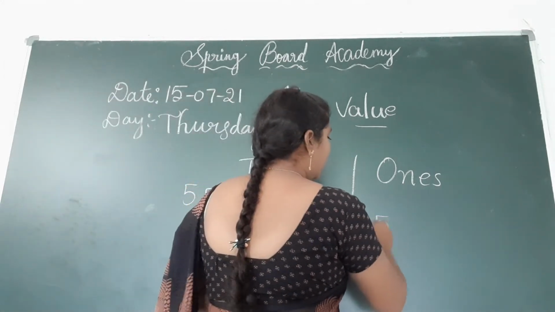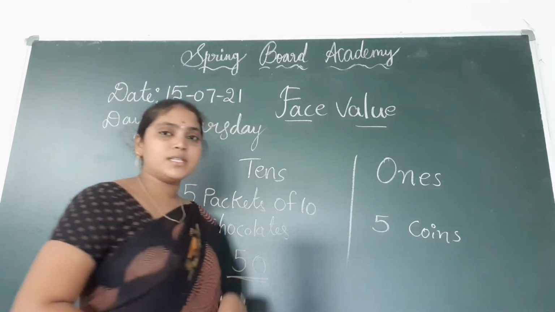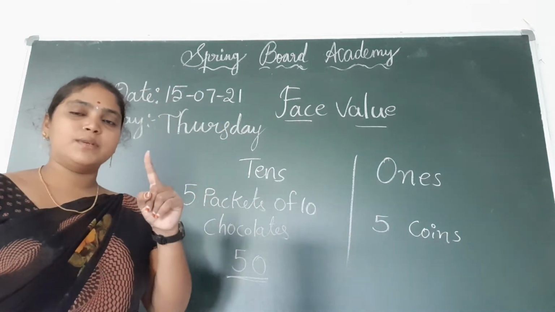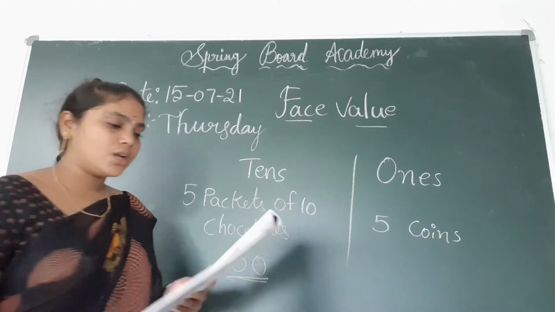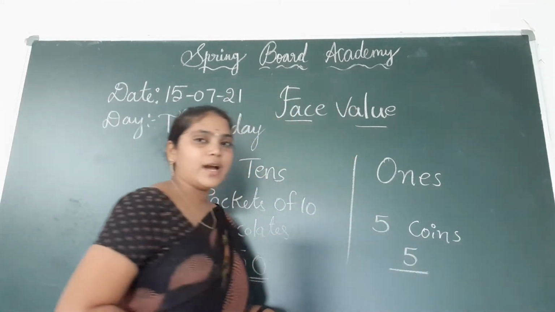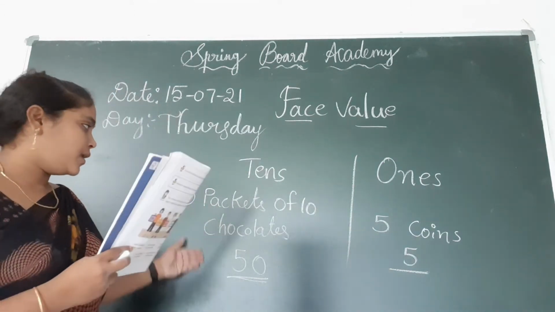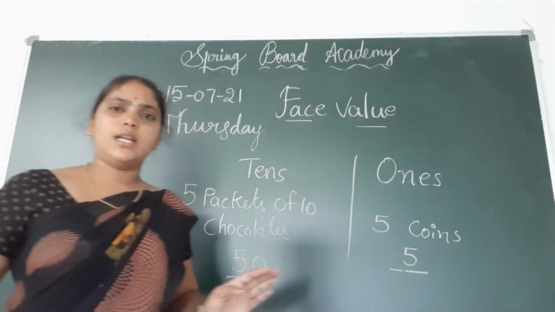Next, Suja put 5 coins in the ones machine and got 5 single chocolates. Okay, Suja put 5 coins, and each time the ones machine gives only 1 chocolate. So how many chocolates did Suja get? 5 chocolates. Okay, here Raji got 50 chocolates and Suja got 5 chocolates.